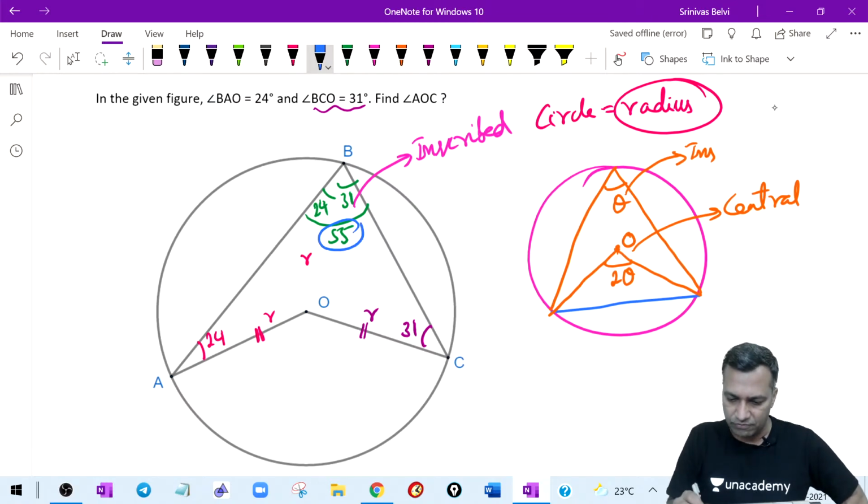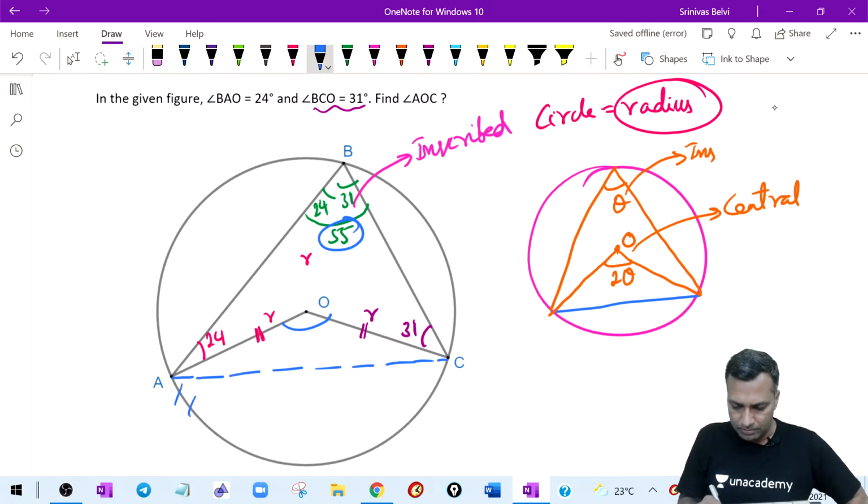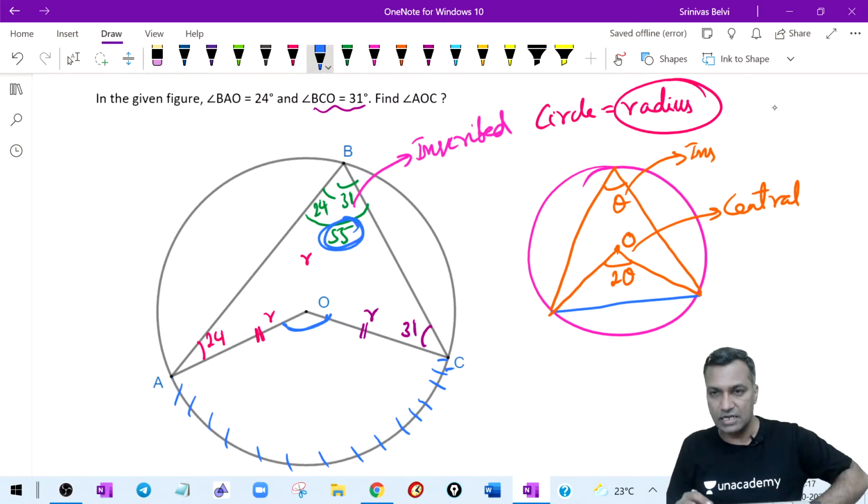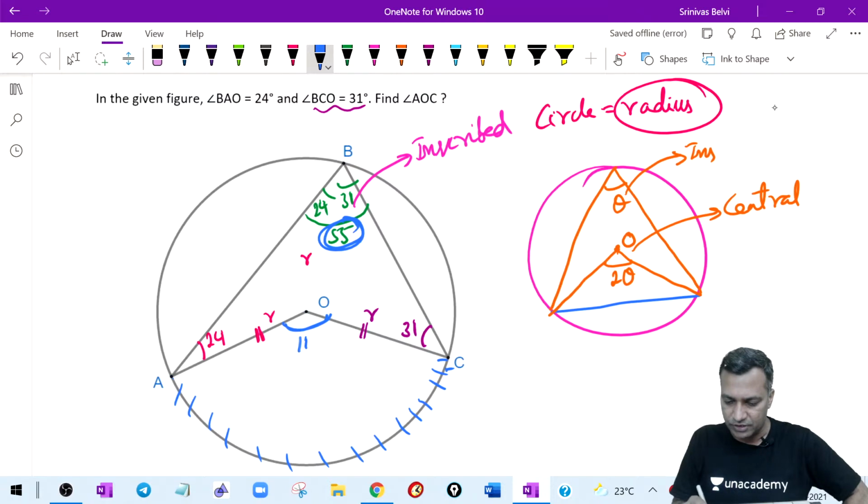If this is 55, then the central angle, you may ask, sir, where is that chord? Chord, arc, it doesn't matter which way you look at it. Some people say the angle inscribed by the arc. AC is the arc. What is the angle inscribed by the arc? 55. Therefore what is the central angle made by the arc? Double of this, which is 110.